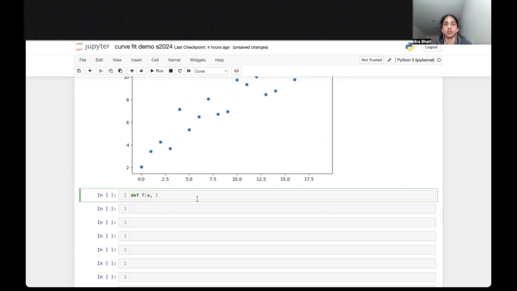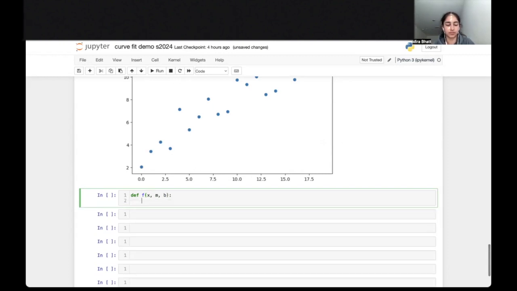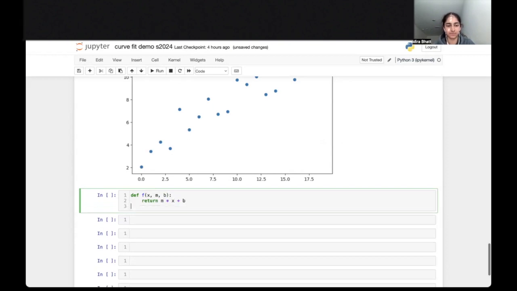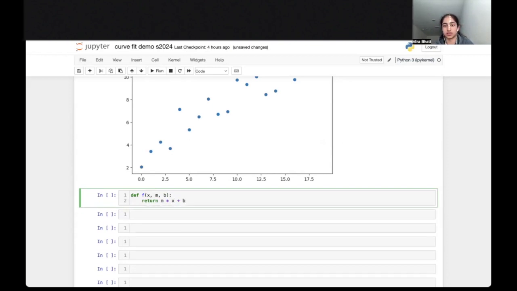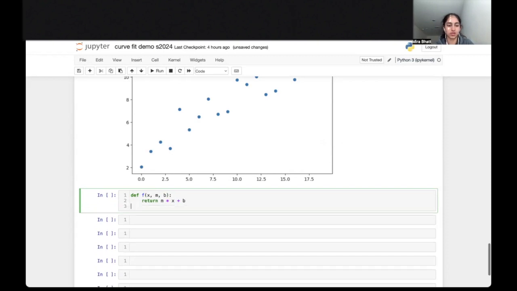And then we know a linear equation is y equals mx plus b. So there are 2 parameters, m and b, the slope and the intercept, and we're going to return the general form of the model. So this would be m times x plus b. And that's it. That's the entire model equation in this case.